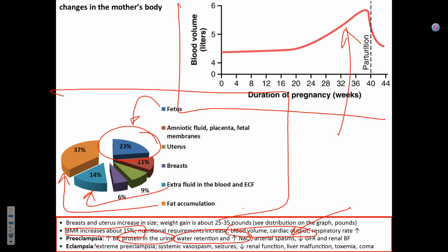Eclampsia is basically an extreme version of preeclampsia. So vasospasms, which sends the blood pressure absolutely through the roof, may lead to seizures. Kidneys practically shut down. The shutdown of kidneys leads to toxemia, presence of toxins and wastes in the blood, which may eventually lead to coma. Think about this. If kidneys are shutting down, there is no proper balancing of pH in the blood, and blood becomes acidic. Acidosis almost inevitably leads to coma.